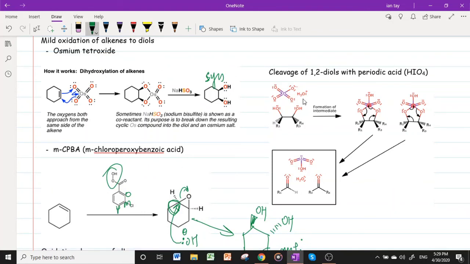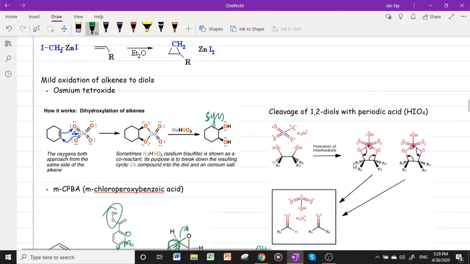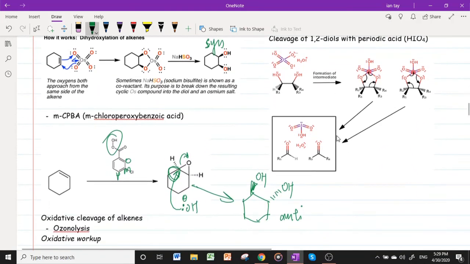And we can also further react the diols that are formed with periodic acid to actually fully cleave the C-C bond to form two carbonyl compounds. And so yeah, this is basically in a sense like further oxidation through periodic acid.